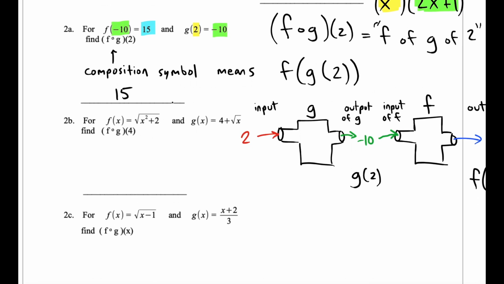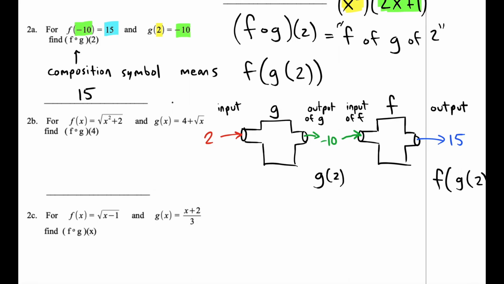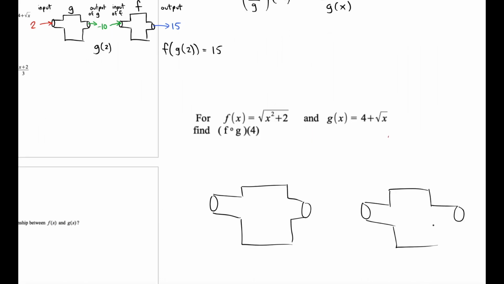Alright, now the next one gives us a formula for f and a formula for g, and then they're wanting us to do a composition of functions. They want f of g of 4. So we're obviously putting 4 in on the left side of the machines. You also have to think carefully about which machine comes first here in the composition. Alright, so which machine is on the left here? F or G? Yeah, G, exactly.